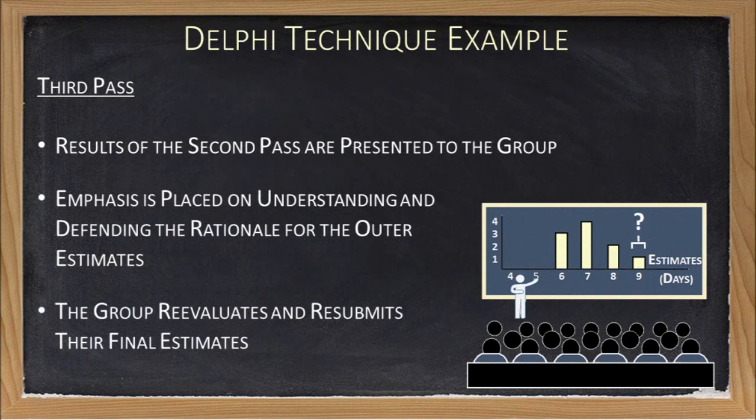If the process is working, the results of the second round of estimating should start to show a consensus is being formed among the group. At this point, the project manager should start to guide the group in examining the rationale for the outlying estimates. After the group has discussed the reasons that might exist for variations among the estimates, they break up once again to consider what they have discussed and submit their final estimate.